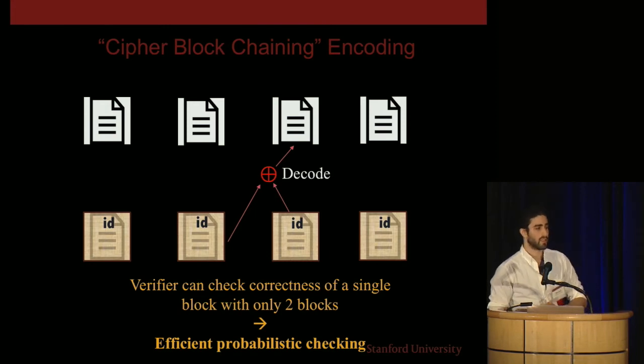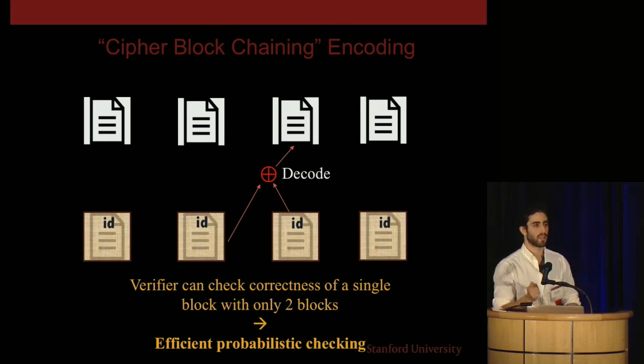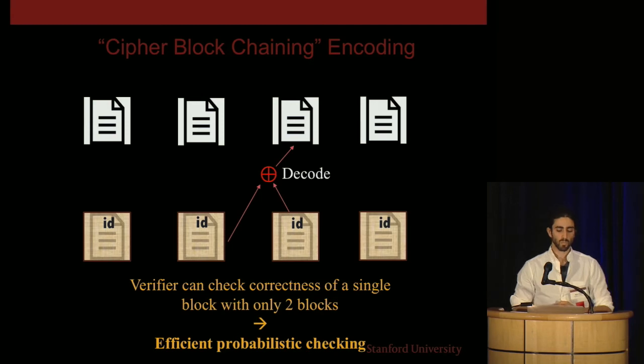Now the verifier can still query for some constant number of blocks and decode them efficiently. So let's say they asked for the third block here. Then they could ask for just the third block and its predecessor. And given the third block and its predecessor, they could quickly decode it to check that it matches the third plain text block.